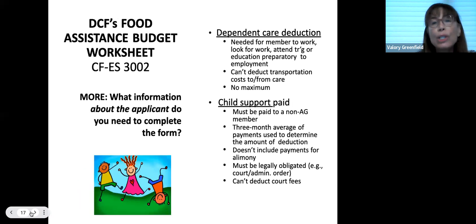You also will need to know if anybody in that household is paying for dependent care that they need in order to go to work or training. Also, find out if anyone in the household is paying out child support to someone who's not in the household, because those two categories of expenses can be deducted on this food stamp budget worksheet for appropriate households. Next slide.